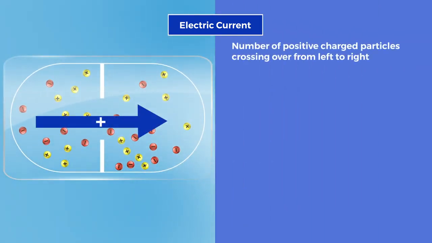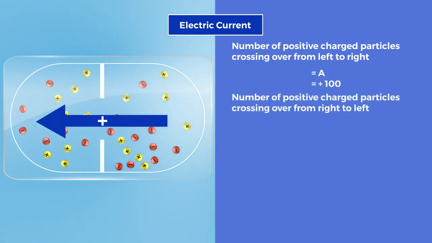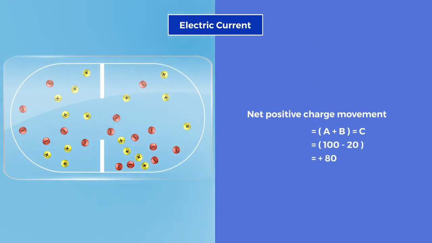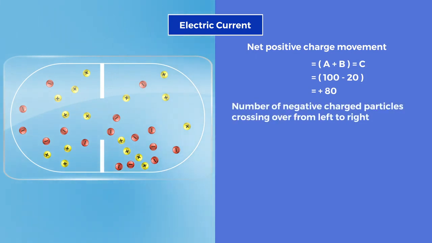In time t equal to 10 seconds, let us assume that the number of positive charged particles crossing over from left to right is A, equal to plus 100. The number of positive charged particles crossing over from right to left is B, equal to minus 20. The net positive charge movement is A plus B, equal to C, which is equal to plus 80. The number of negative charged particles crossing over from left to right is D, equal to plus 40.